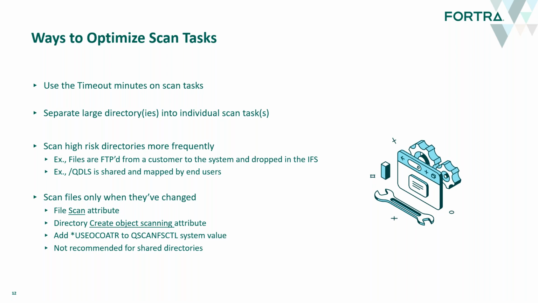In order to implement that, you have to change the file scan attribute to change only. You have to change the directory attribute, create object scanning, to change only. Make sure that your use on change only attribute is on that QSCANFSCTL system value. So all of those pieces will allow for us to skip the files if they haven't changed and not scan it just because we have new virus definitions. Now, I do not recommend this strategy for shared directories. There is a potential for a zero-day threat to get onto the system, so we wouldn't want to never scan the file again until it changed.